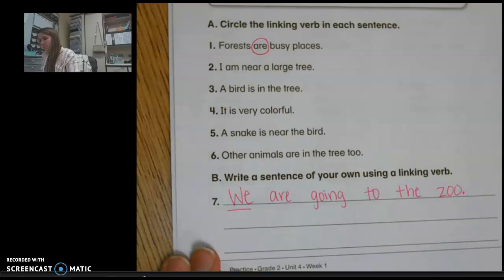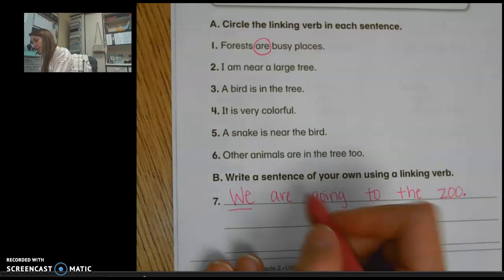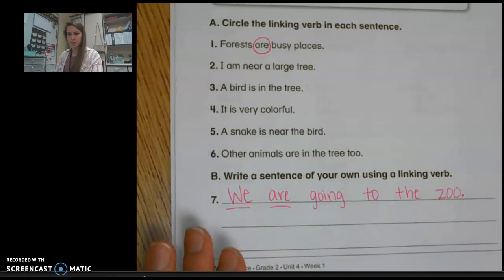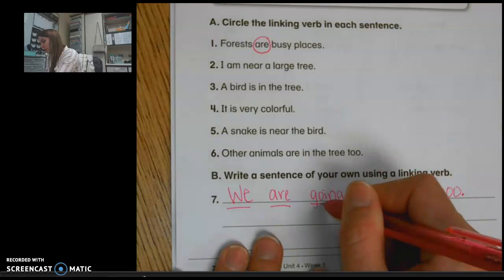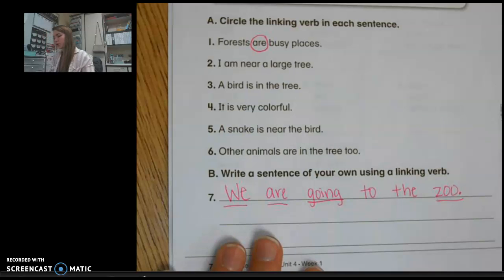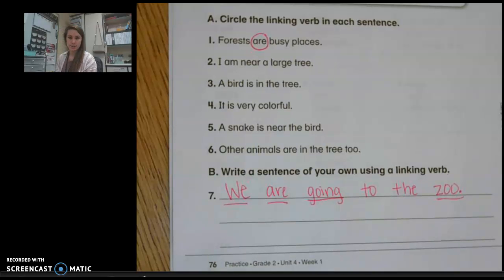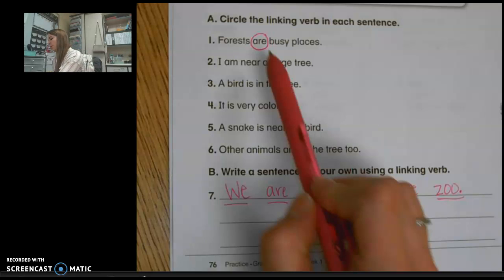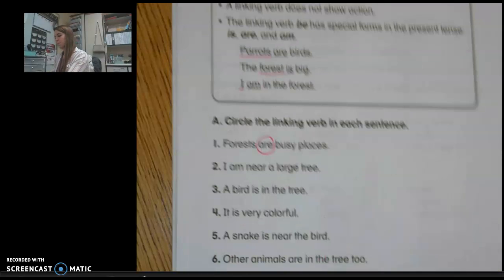I have we, which is my subject. That's who this sentence is about. And then I have my linking verb, are, that connects my subject to the rest of my sentence. My verb, the action, is going, and then to the, and I have my place, my noun, zoo. We are going to the zoo. So I've used are in my sentence as a linking verb. So make sure that you make up your own sentence, not one of these sentences and not my example sentence. You're going to write your own, making sure you capitalize the beginning and put a period at the end.